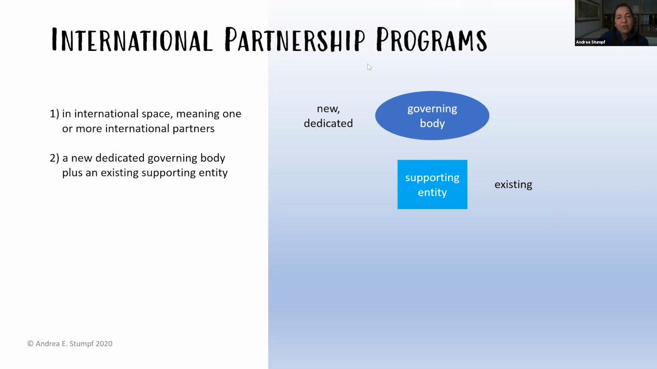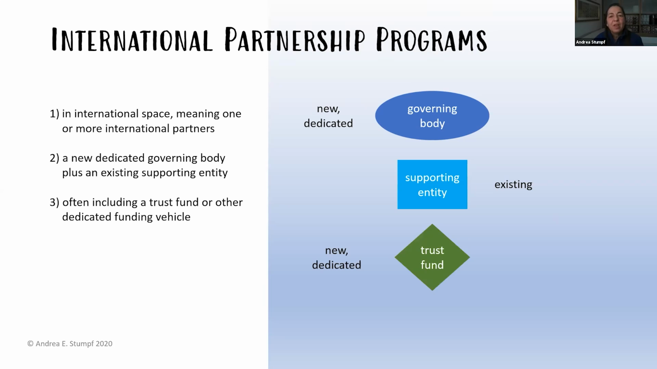And then we also find that, the reality is these programs usually need funding. So there's almost always a third piece. Okay, there's a third piece, which is that the trust fund gets added for funding purposes, some funding vehicle, and very often it's an international trust fund. That's also a new sort of dedicated piece to this.